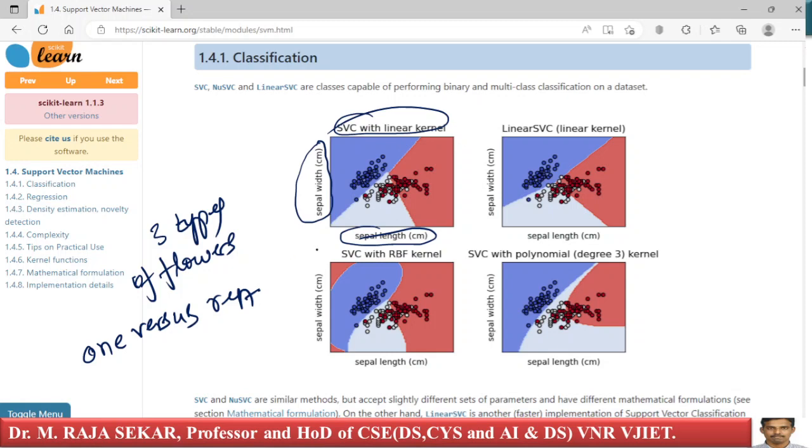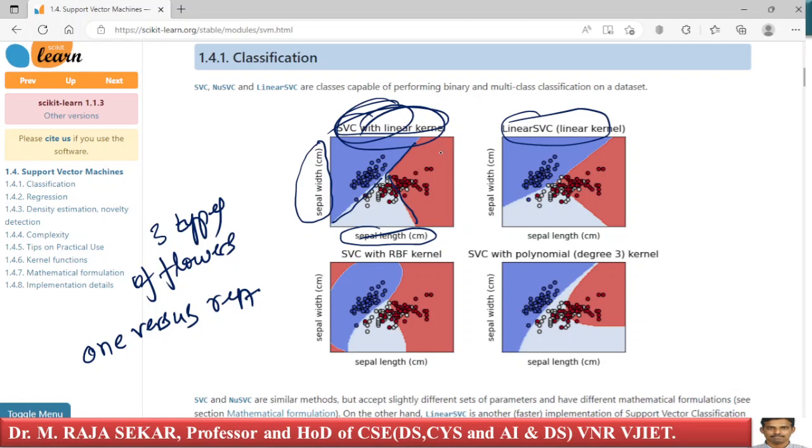Now look at the separating hyperplanes between the three classes. You get straight lines here, separating them. This is SVC with linear kernel. Similarly, sklearn also has a function called LinearSVC, which behaves very similar to SVC with linear kernel.